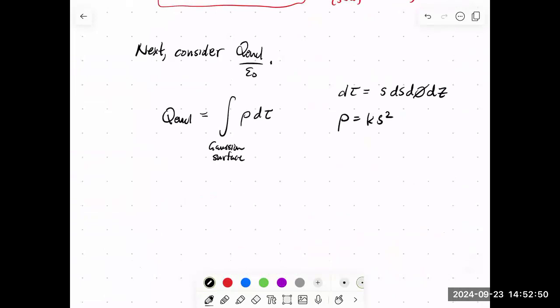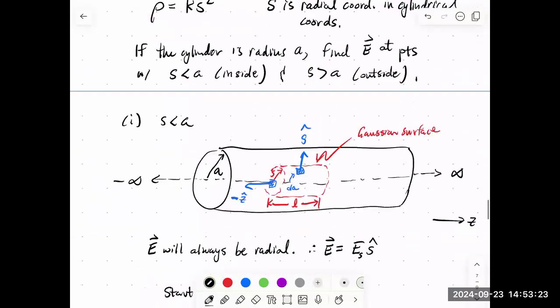Okay, so let's just do it then. This is going to be the integral over our Gaussian surface. And so it's going to be k s squared s ds d phi dz. Okay, let's think about the limits of the integration. We have a cylinder of length L. And so that means z is going to go from 0 to L. What did I use, capital L or little L? I use little L.